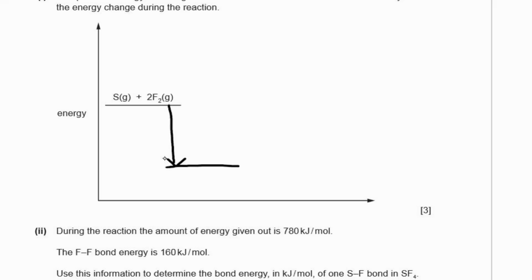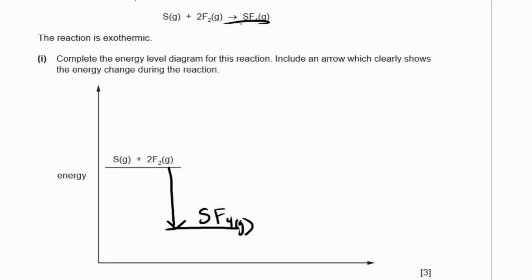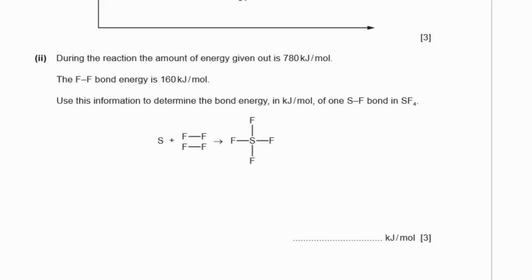You are just drawing the energy change. The energy change is energy in the chemicals has gone down. And what do you have left? You no longer have sulfur gas and fluorine gas. You now have SF4 gas, which it says right in the equation up here. It says you have SF4 gas, and that's what they want.